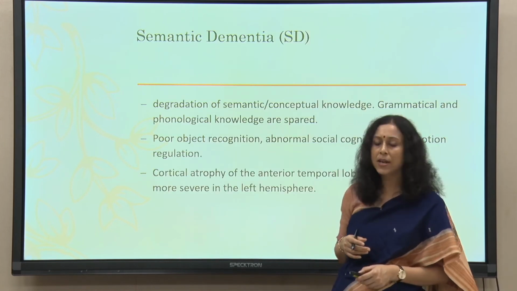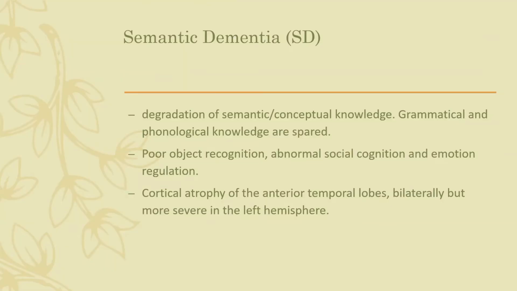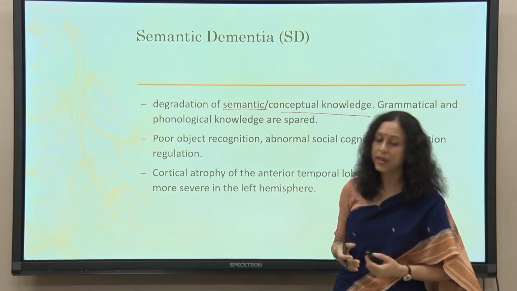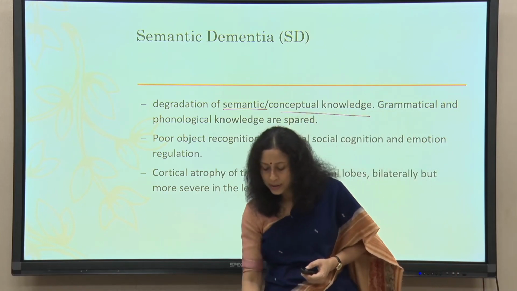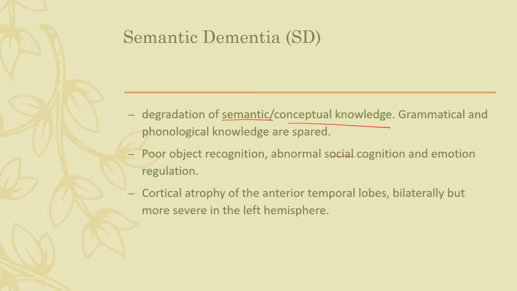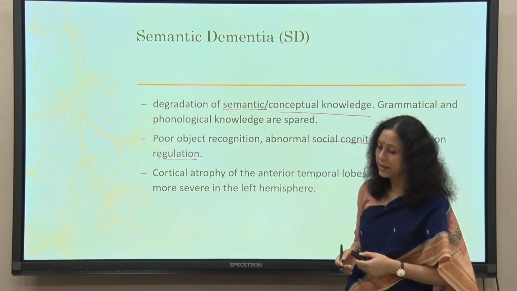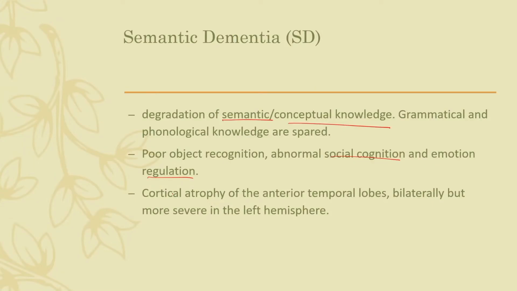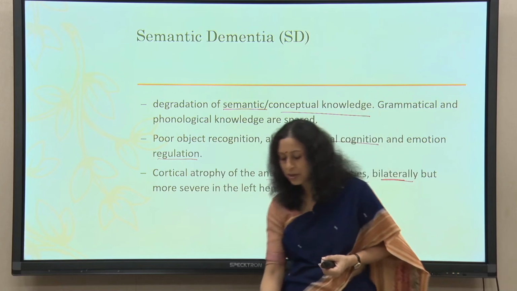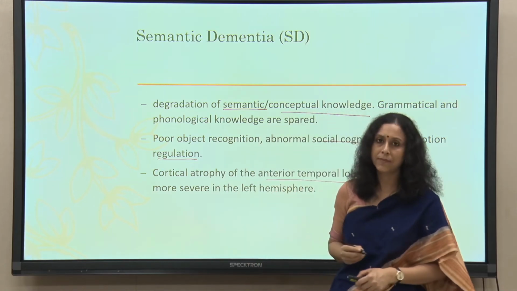Then you have semantic dementia. This is a degradation of, as the name suggests, semantic and conceptual knowledge. Grammatical and phonological knowledge is largely spared. So, what is affected is the semantics, the comprehension part, the conceptual part of it. Also, it has poor object recognition, abnormal social cognition and emotion regulation. Emotion regulation as in the patient will have inappropriate emotional reactions in various situations. Again, the neural substrate will be anterior temporal lobes, typically bilaterally, meaning both the hemispheres get affected, but of course, the severity is higher in the left hemisphere.